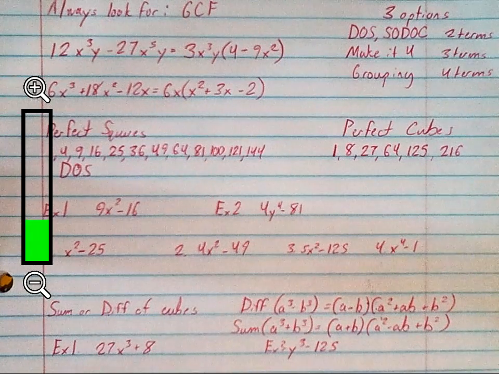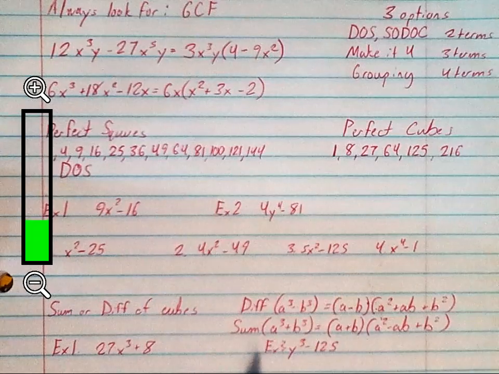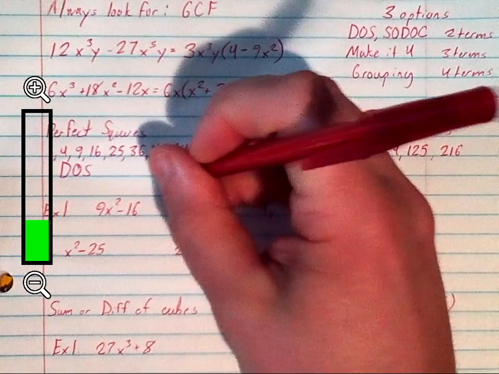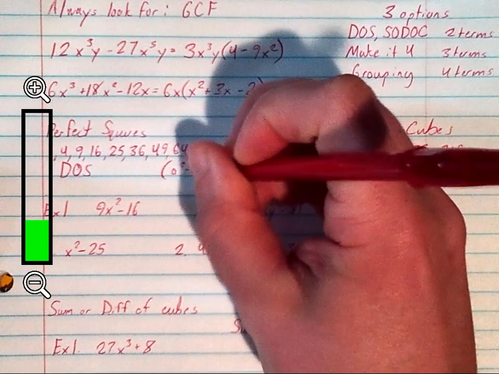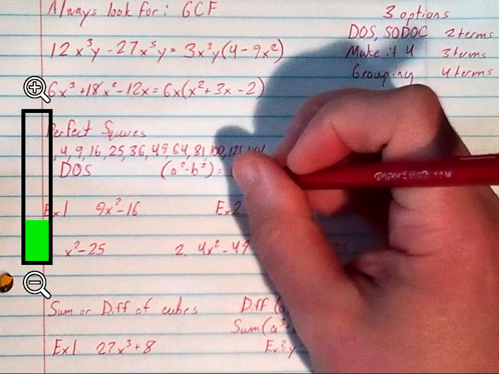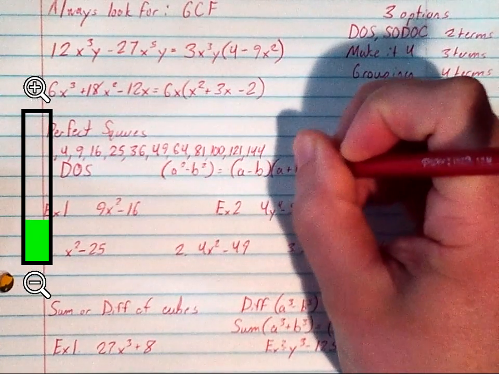Yesterday we worked with difference of squares some, day before that, so you guys should have a little bit of an understanding here, but we'll go through this again. Remember, for my difference of squares, okay, the formula for this is a squared minus b squared, and that's going to be a minus b, a plus b.